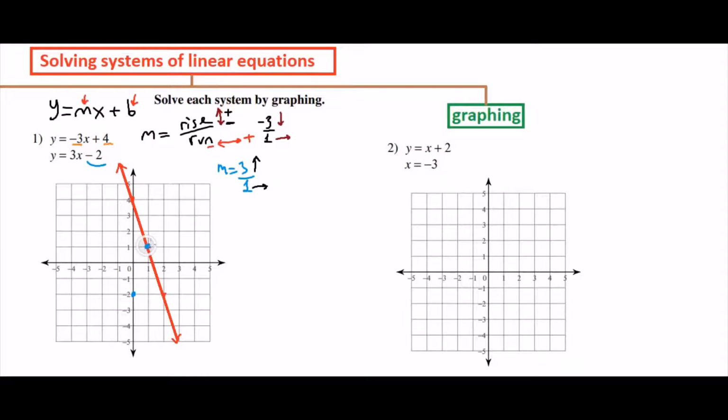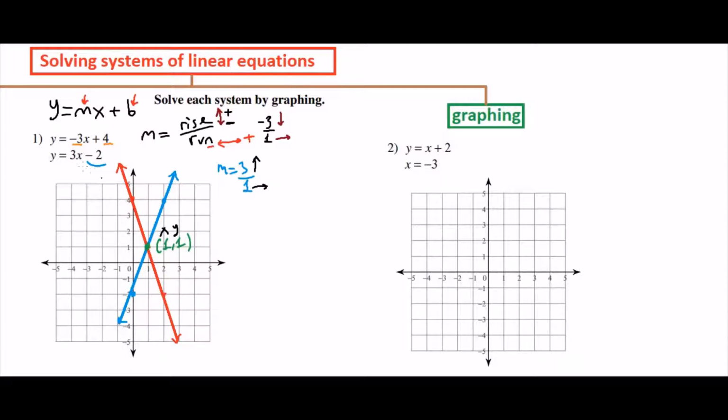So we already found the intersection. 1, 2, 3 units up, 1 unit right. And if you connect these dots, you obtain the graph. So the intersection point is this point here, which is (1, 1). So (1, 1) is the solution for these two equations. That means the x value is 1 and the y value is 1.